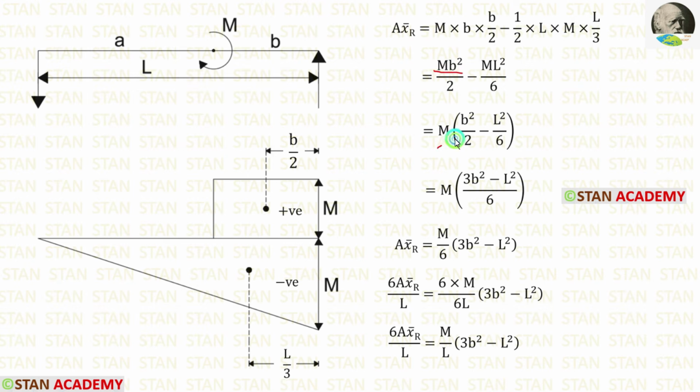Let us take the M outside. Then let us take LCM. Finally, we are getting this. Now let us calculate 6A x bar right by L. This 6 and this 6 will be eliminated. Finally, we are getting this.